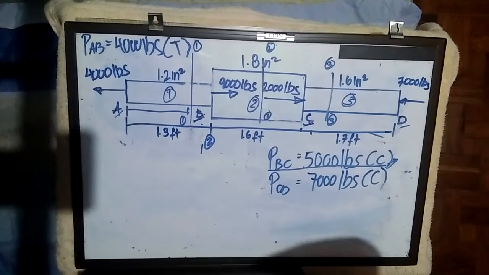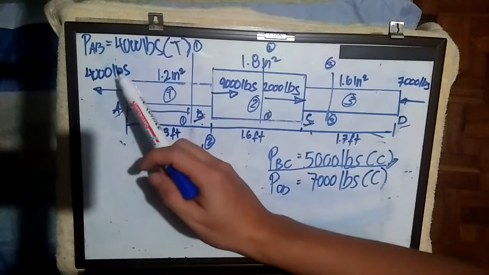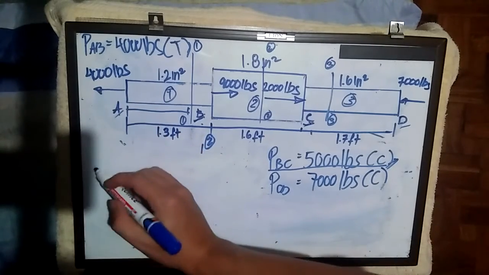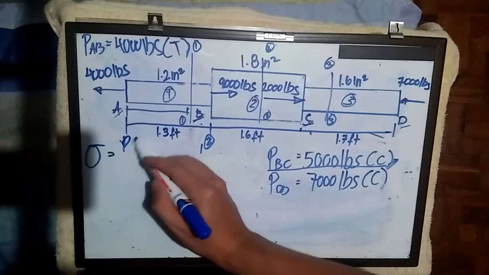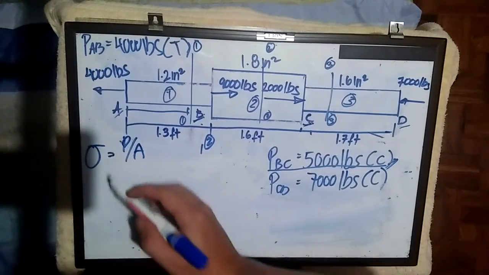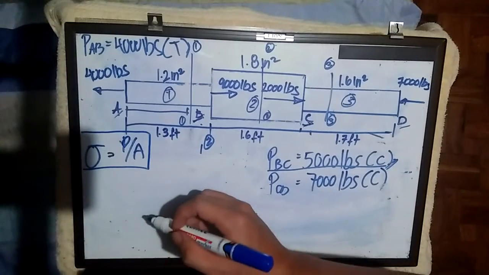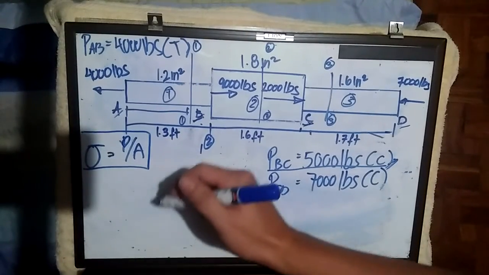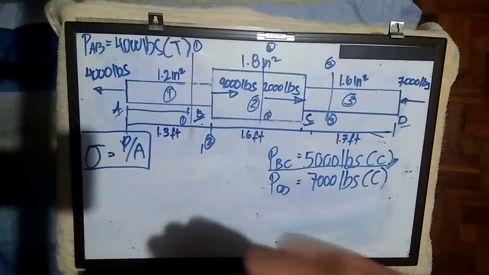Ngayon, di ba yung sinasabi dun sa problem is that we need to solve for the normal stress. Di ba? Normal stress is simply sigma is equals to P over yung area. Tama po ba? So, ito po yung working formula na gagamitin natin. And, i-continue po natin yan after clearing up everything dito sa whiteboard para may space po tayo.